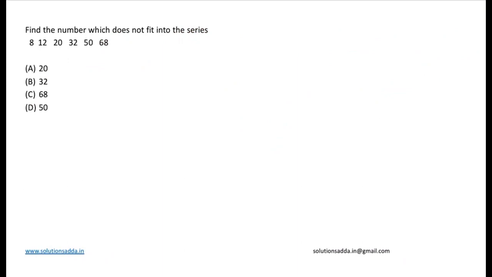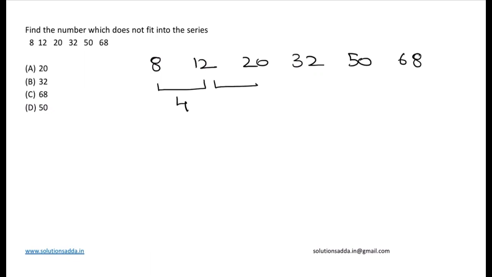This is an aptitude question based on number series. The series is 8, 12, 20, 32, 50 and 68. Let us identify the hidden pattern in this series. We observe that the difference between the first and second number is 4, second and third number is 8, third and fourth number is 12, fourth and fifth number is 18, and fifth and sixth number is again 18.